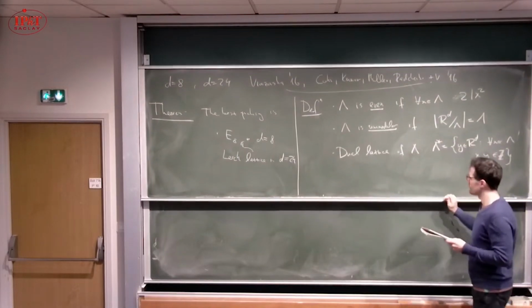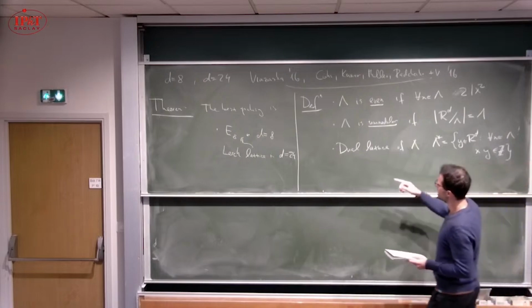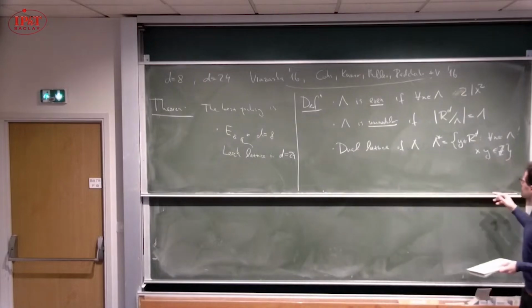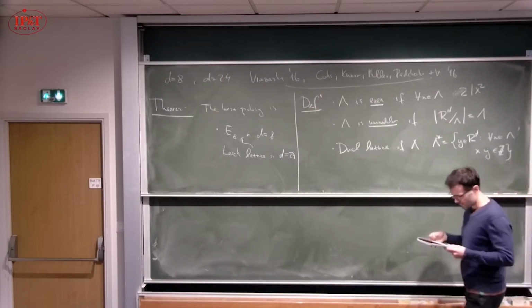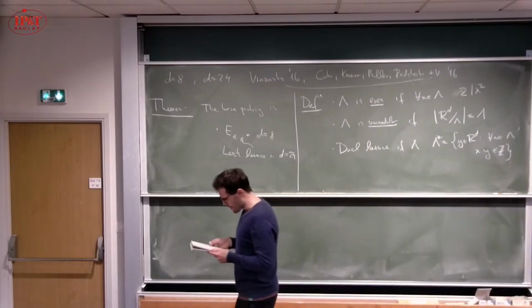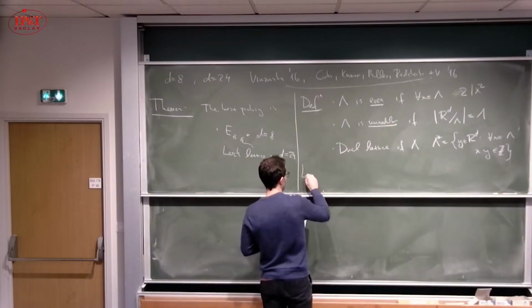And what's the meaning of the dual lattice? If you want to decompose a periodic function with period lattice lambda in R^D, then the momenta that you're going to need for your Fourier series are going to lie in the dual lattice.